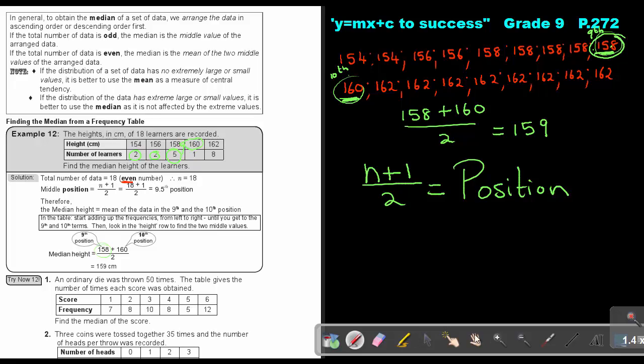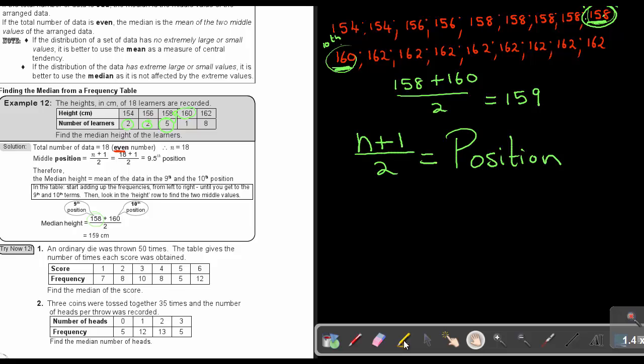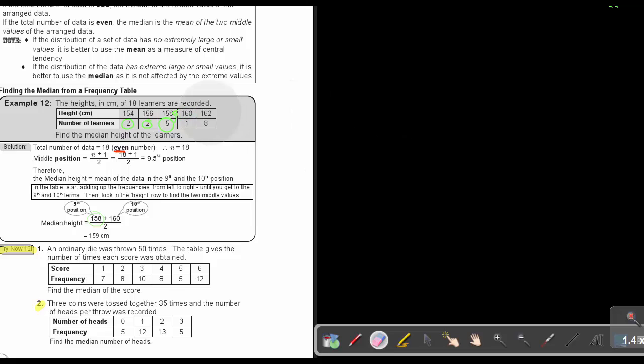But I think what I will do is I will first give you, maybe this one will be more possible to write out. So do try now 12 number 2. Stop the video, and as soon as you are finished, you can continue with the video. If it's possible to write out the numbers in the exam, you can write it out if it's going to help you.